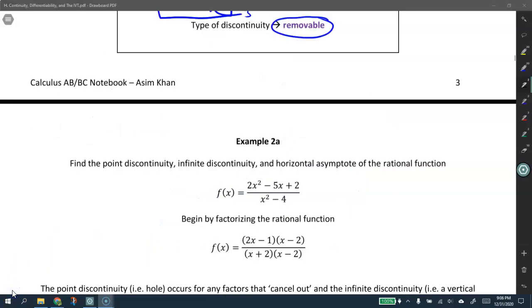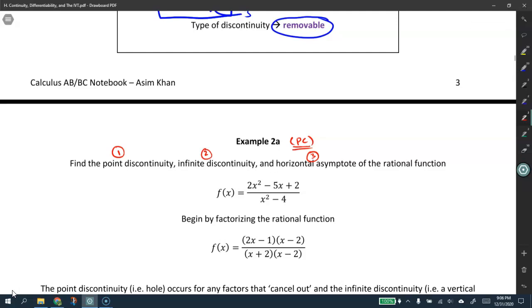Now what I want to do is take a moment and pause the calculus for a little bit and talk about something that we did in pre-calc. This is exactly the same thing out of a pre-calculus book, all right? So in this, we're going to find a few things. Number one, point discontinuities. Number two, infinite discontinuities. And number three, horizontal asymptotes, all right?